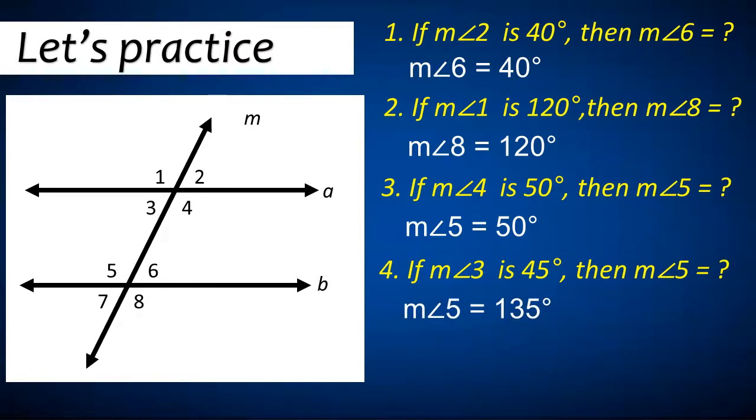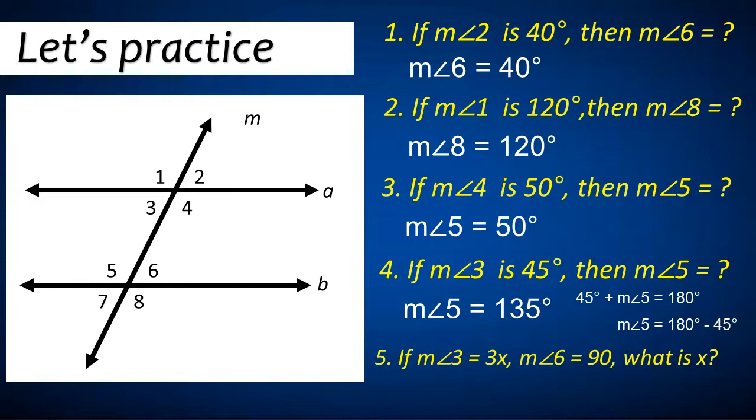So the answer is 135. How did we get that again? We have the measure of angle 3 plus the measure of angle 5 is 180. By using substitution, angle 3 is replaced by 45 since it is given as 45. And then, combining like terms, 180 minus 45 is 135. So the measure of angle 5 is 135 degrees. Next, number 5.